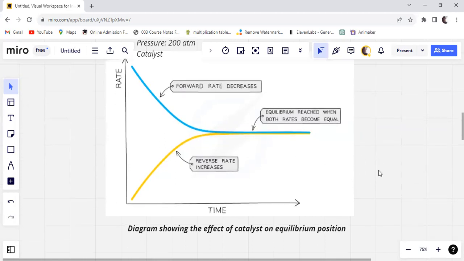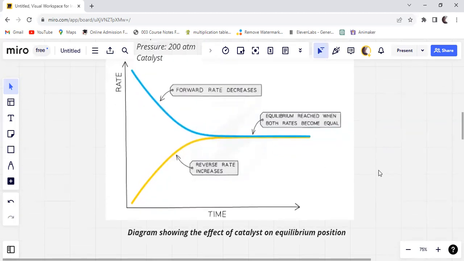You can see over here, this is a diagram just showing the effect of a catalyst on the equilibrium position. It will increase the rate of forward and backward reaction. It will simply increase the rate of reaction of the production of ammonia.